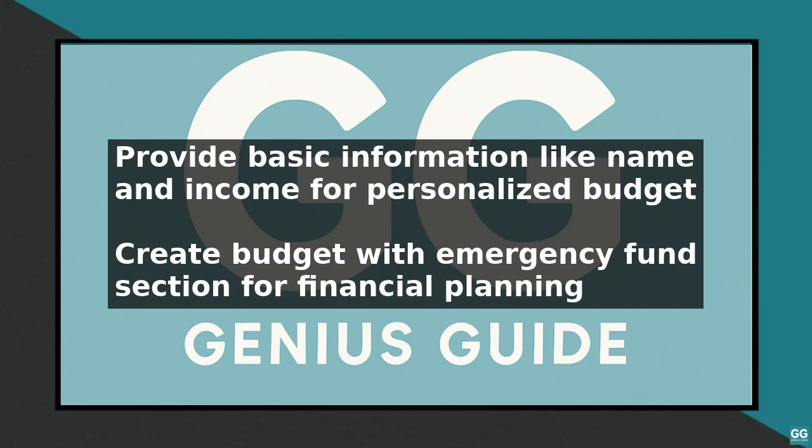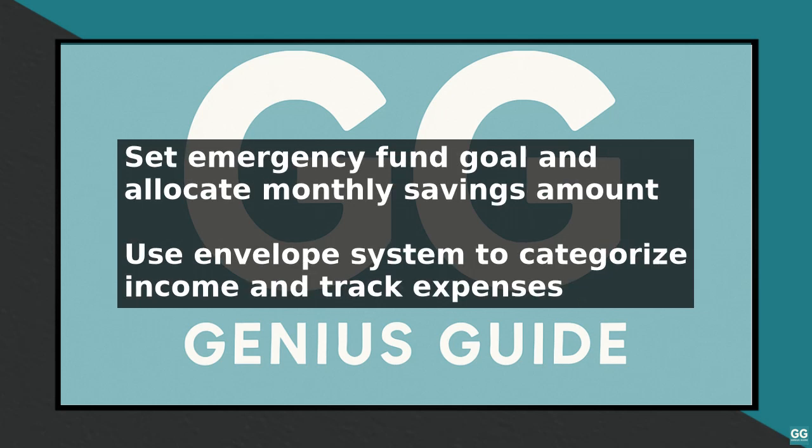EveryDollar is a free budgeting app that allows you to track your income and expenses and create a plan for saving money. It is based on the envelope system, where you allocate your income into different categories such as housing, food, and entertainment. To set up your emergency fund, go to the budget section of the app and click on the emergency fund category. You can then set a goal for how much you want to save, such as 3 to 6 months of living expenses.